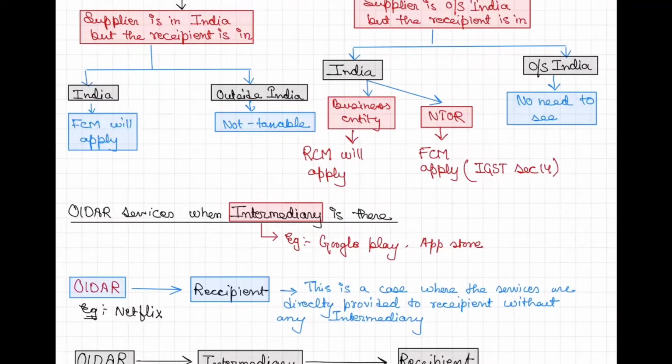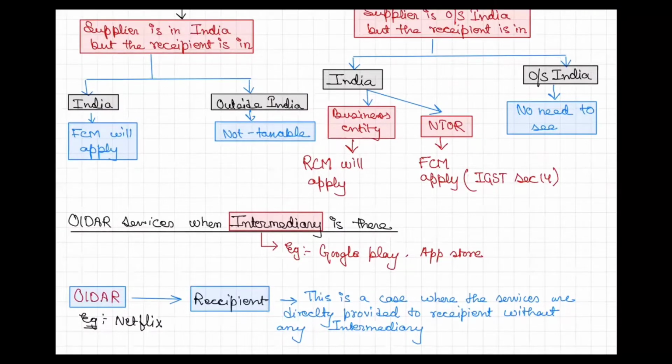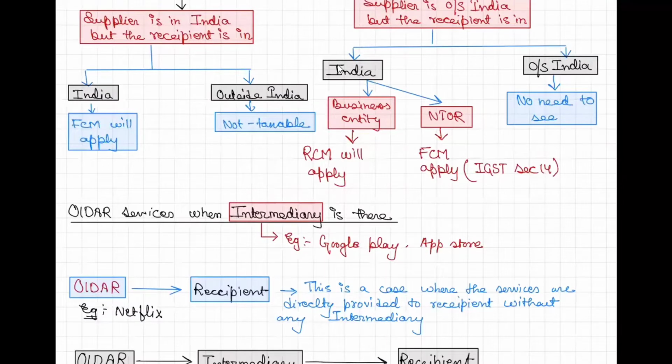So what I did, I went to the App Store, I purchased it, and I paid over there. So the App Store became an intermediary for me, which paved the way between me and the app owner of Good Notes. So here the intermediary is coming. So something, some assumption, is there when OIDAR is providing services through an intermediary.